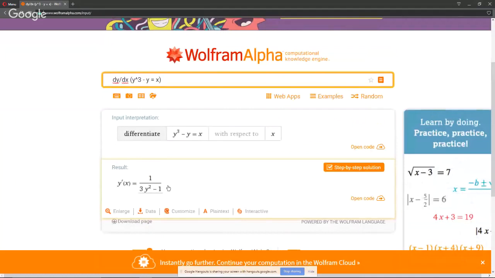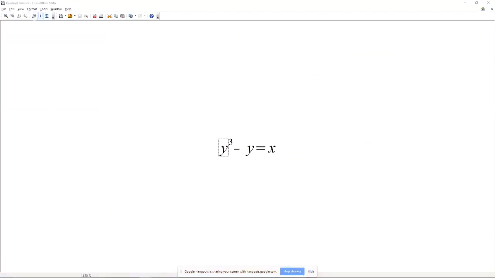Okay, so it found that pretty easily: 1 over 3y squared minus x. If you actually look at this, you could almost do it in your head. It's basically, what's the derivative of y cubed? 3y squared. What's the derivative of y? 1. So you end up with 3y squared minus 1 equals x.